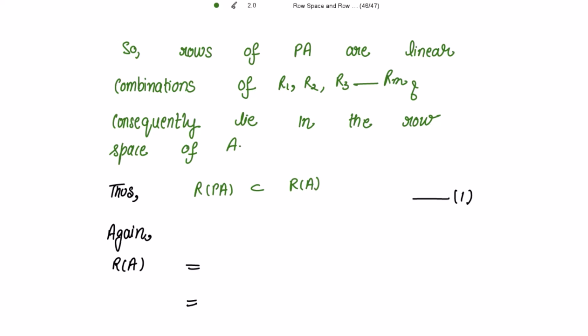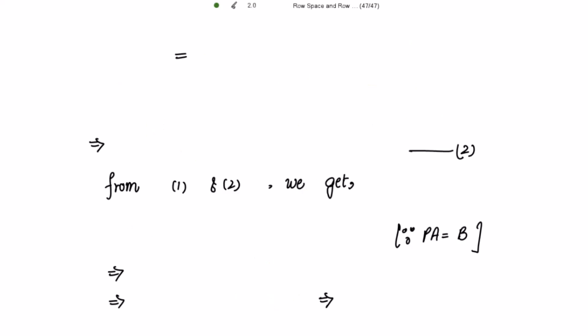Now I need to prove that row space of A is a subset of row space of PA, the other way, right? So again, let's take the row space of A. Can I write this as row space of IA? One and the same thing, right? So where I is the identity matrix. So this further can be written as, because I have taken P to be a non-singular matrix, I'm making use of that. So I can be written as P inverse P. So this is row space of P inverse PA, right? Which is a subset of row space of PA.